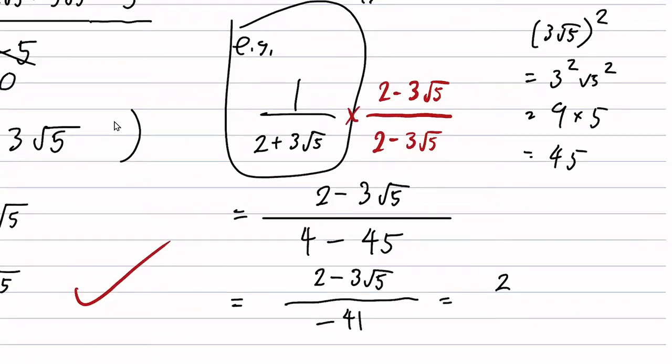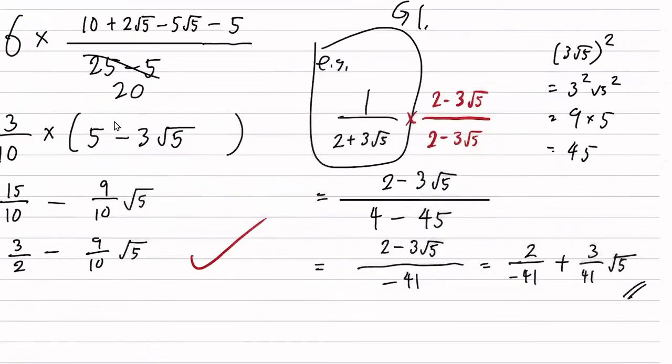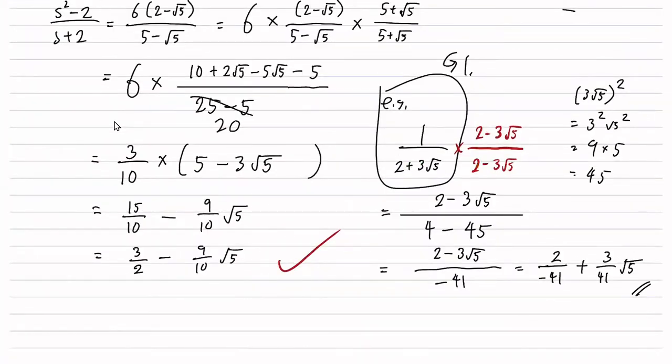Then you can split as 2 over negative 41. And minus becomes a plus 3 over 41 square root 5. So just a reminder on the plus becoming minus thing.